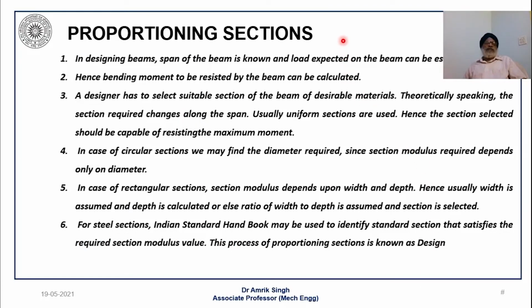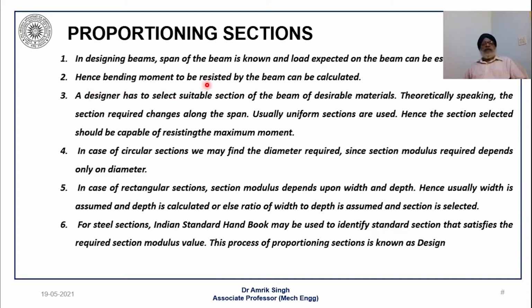So when proportioning the section or designing the beam, these are the steps, or these are the salient points, which we have to keep in mind. Number one, in designing a beam, the span of the beam is known and the load expected on the beam can be estimated. So we know how long the beam would be, or what is the requirement of the length of the beam.